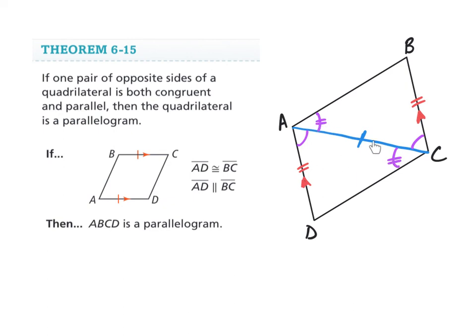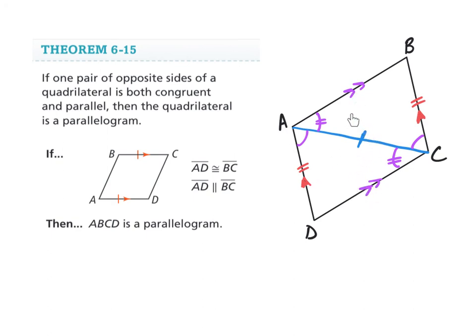So since those angles are congruent, that forces us to be able to say segment AB and segment CD must be parallel, because these alternate interior angles are congruent to each other. So that means that this and this are now parallel, and you can see we have now both pairs of opposite sides parallel. So it must be a parallelogram.